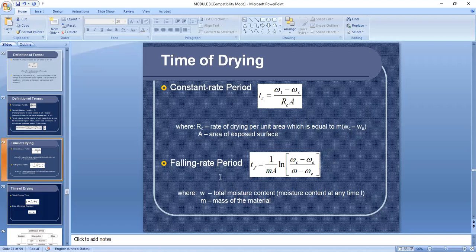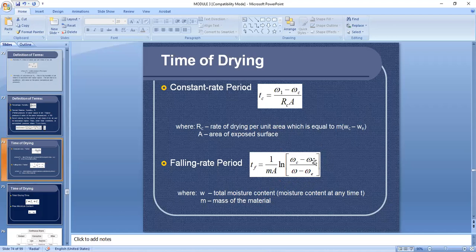So this is your constant rate period time. As for the falling rate period time, it would be this formula. And this time, you have an added variable, which is the mass of the material. So it's not present in the constant rate period. So the mass of the material is here, and still you have the moisture content.